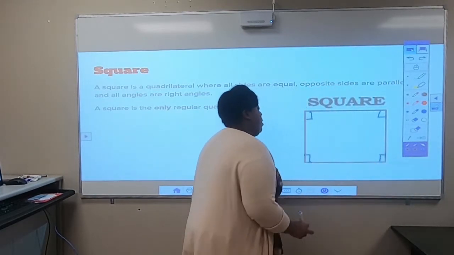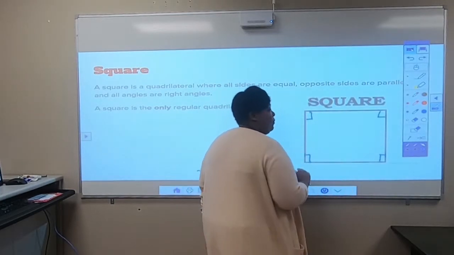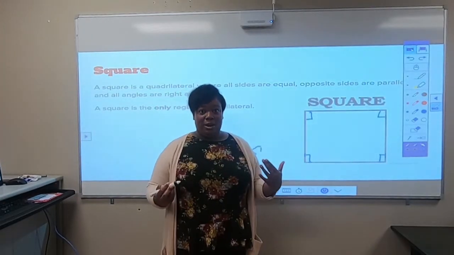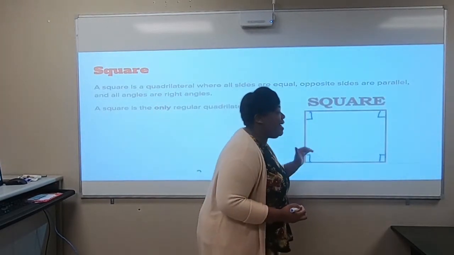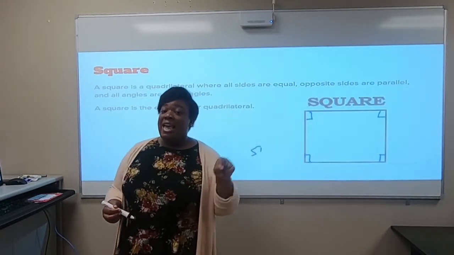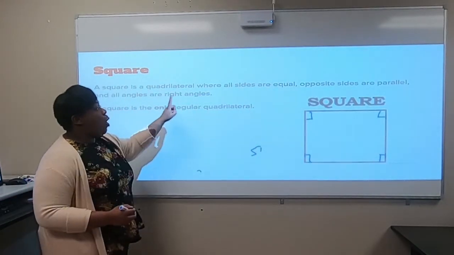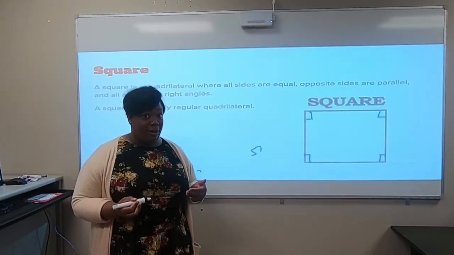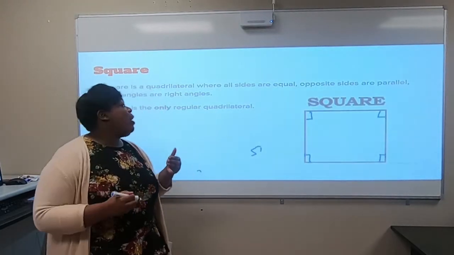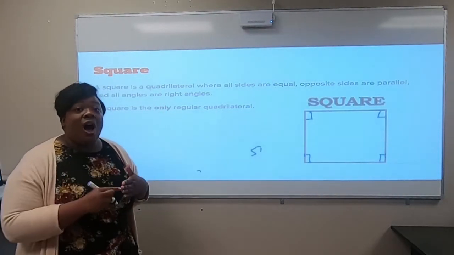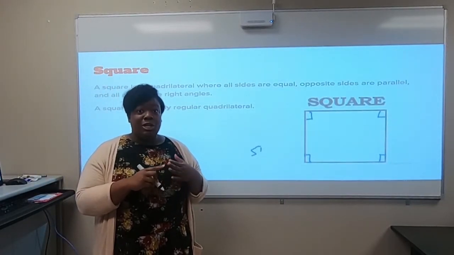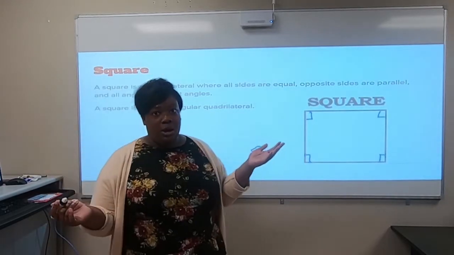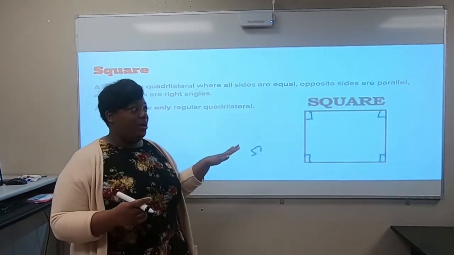So let's look. We have 4 sides, 4 right angles, opposite sides are parallel, and all sides are equal, which means that a square is the only regular quadrilateral. Do you remember what I said regular means? Regular means that all the sides and all the angles are equal. So if anybody ever asks you what is a regular quadrilateral, there's only one of them. It is a square.